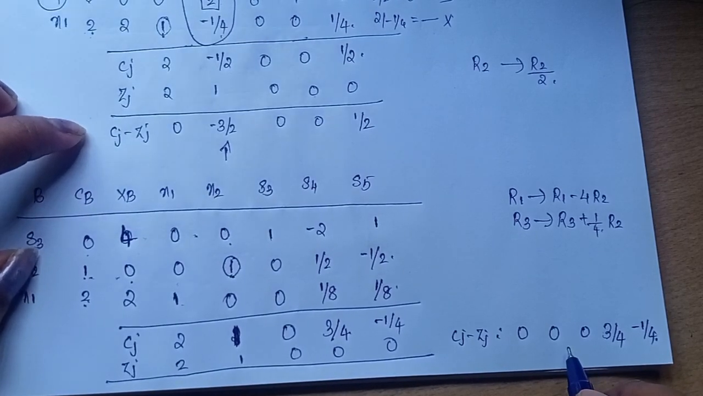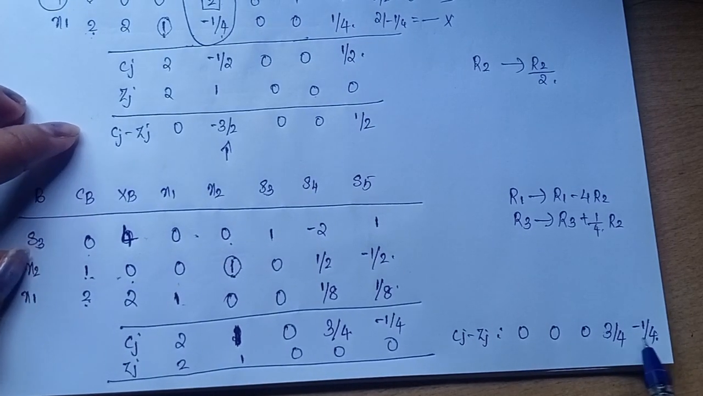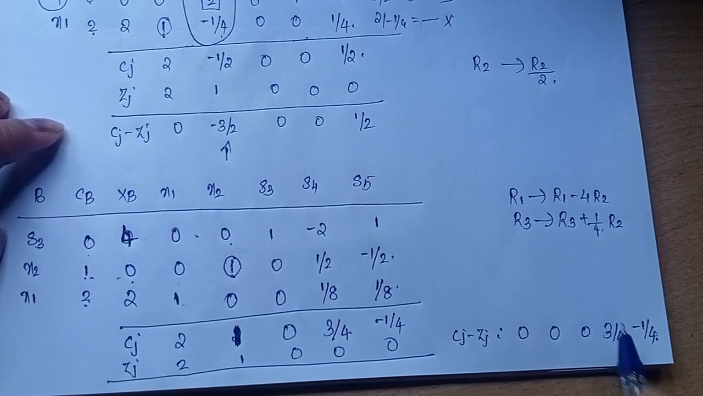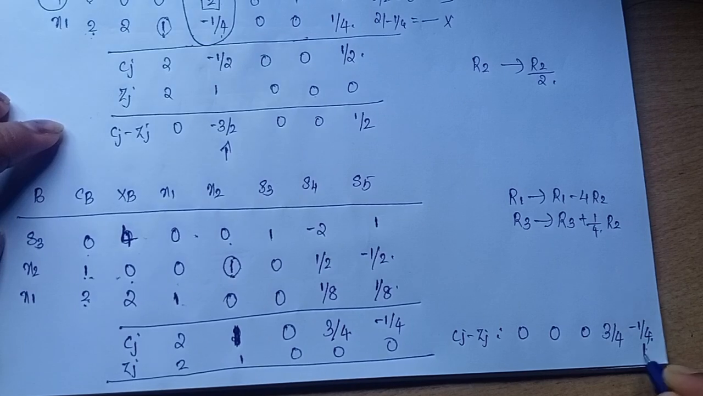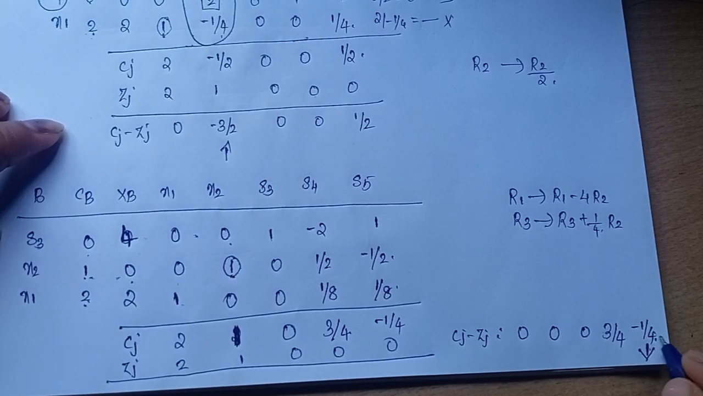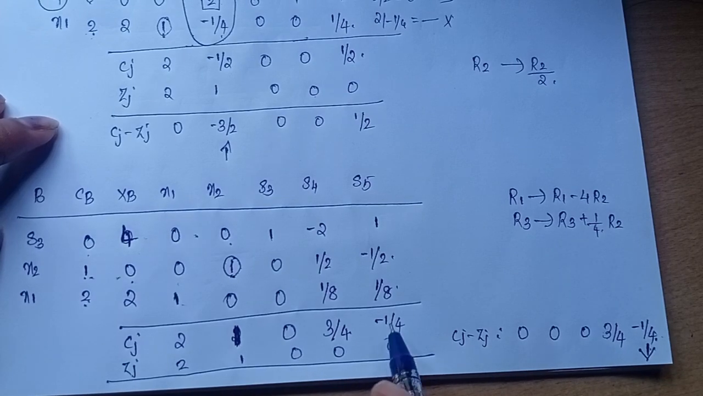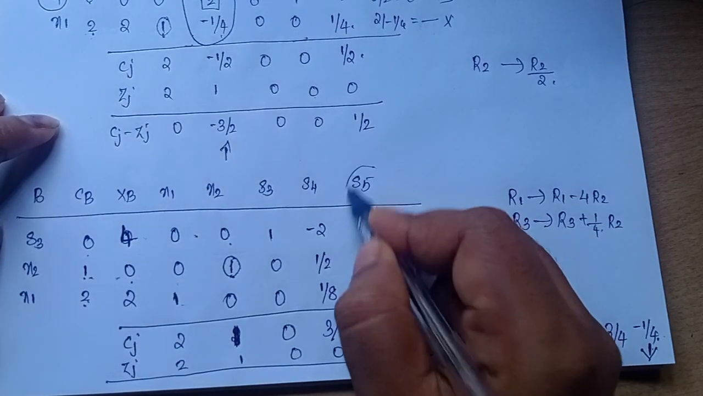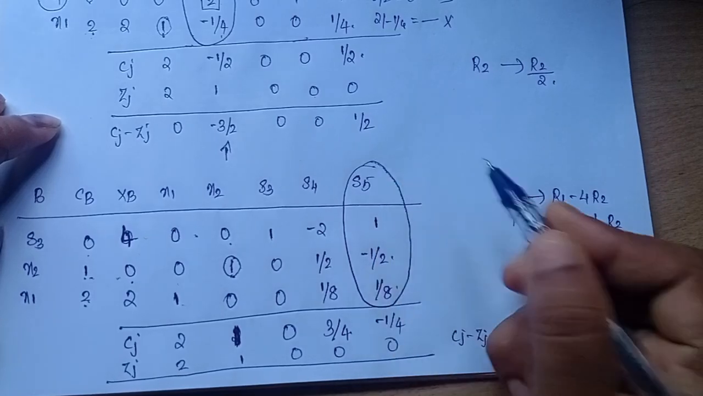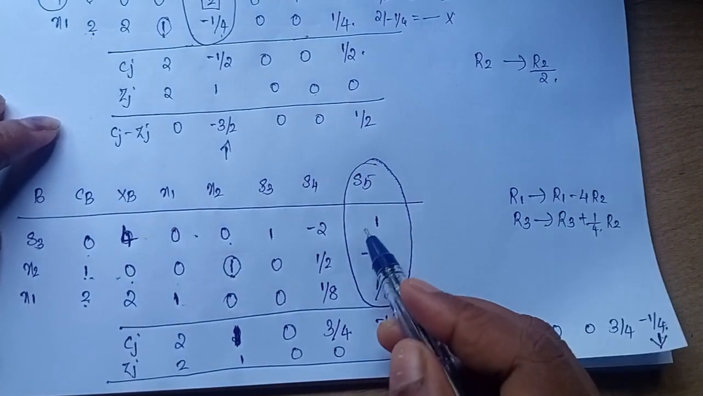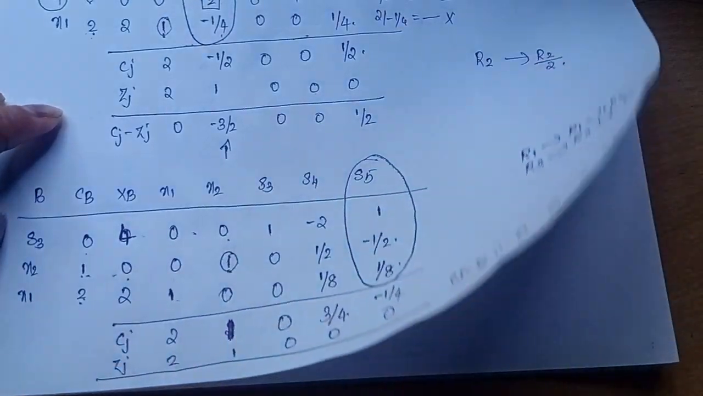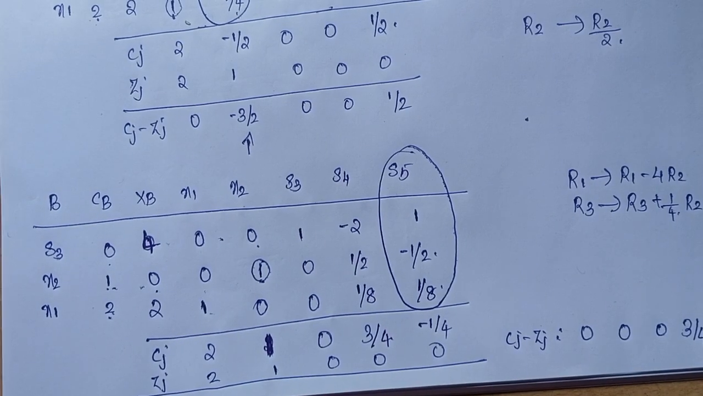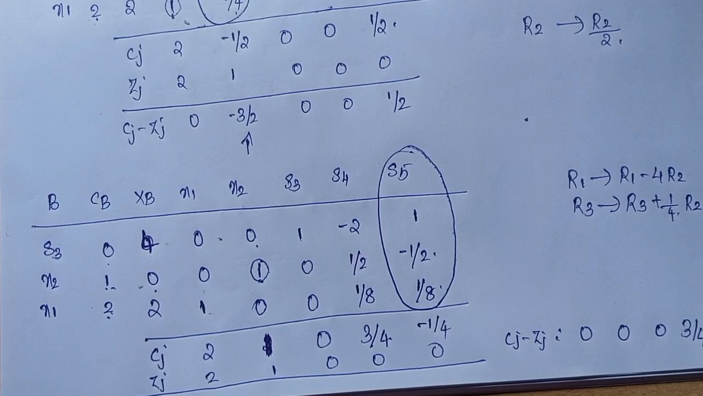So there is a negative value for Cj minus Zj, so this solution is not optimal. Here we choose the minimum value of Cj minus Zj. Minus 1/4 is the minimum value, and we choose the column corresponding to this minimum value. So this is the key column, and S5 is the entering variable. Now we are going to find which one is the leaving variable.